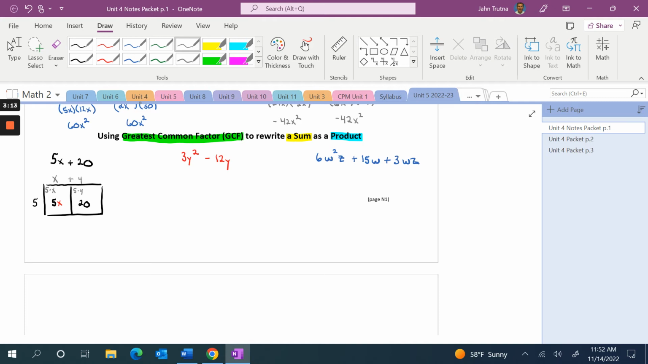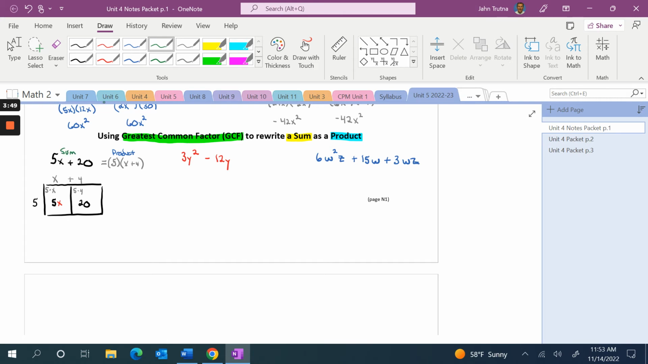So rewrite using the greatest common factor, GCF, to rewrite a sum as a product. 5x plus 20 would be rewritten as, in parentheses, 5, then multiplied with, in parentheses, x plus 4. That right there is the product. So right here we have my product, which is 5 multiplied with x plus 4, and the 5x plus 20 is my sum.